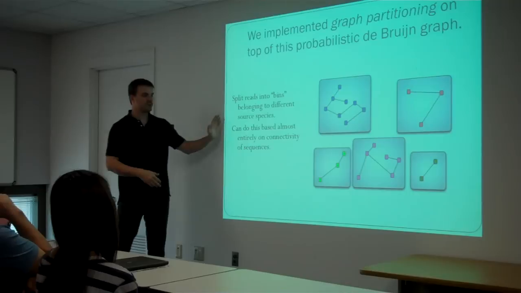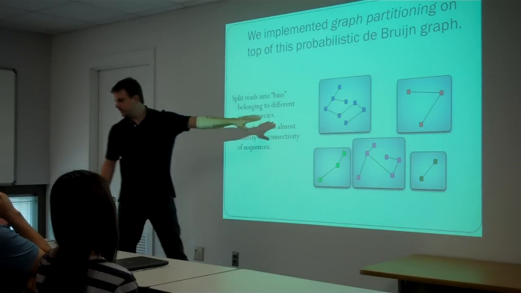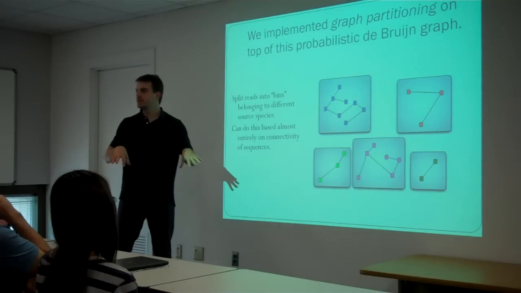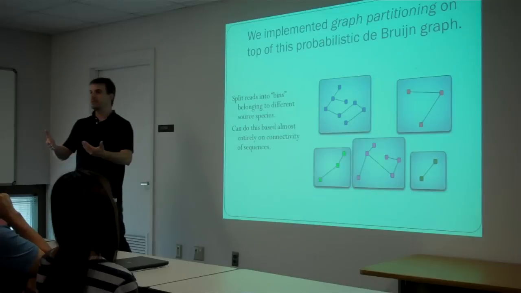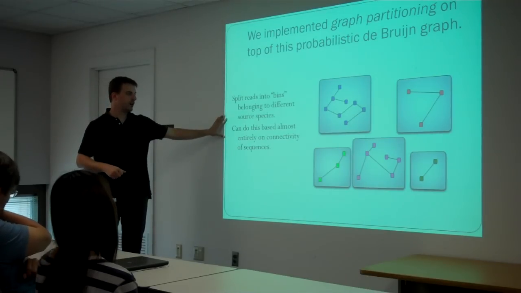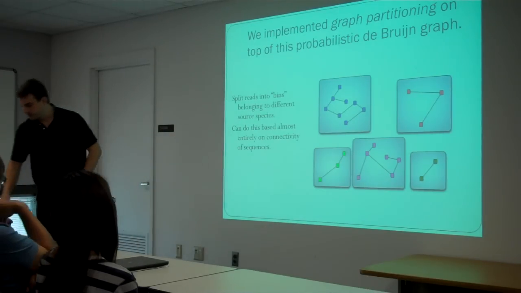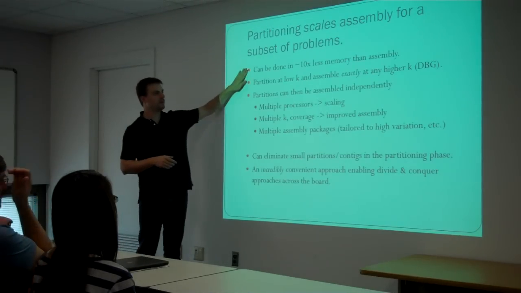And so what we actually did was implement a divide and conquer approach where we traverse the graph systematically and pull out the different components of the graph and then run those through an assembler. So it's another pre-filtering approach. We take the reads, we subdivide the reads into different bins based on connectivity in this memory-efficient graph, and then we assemble those. And this has turned out to be a really awesome approach because we can do it memory-efficiently.